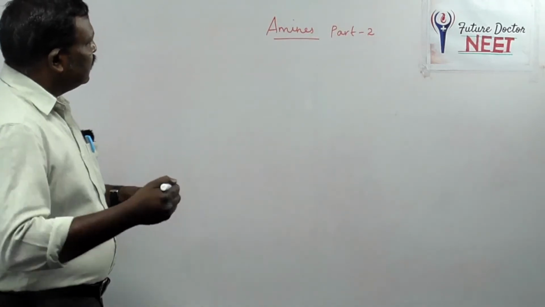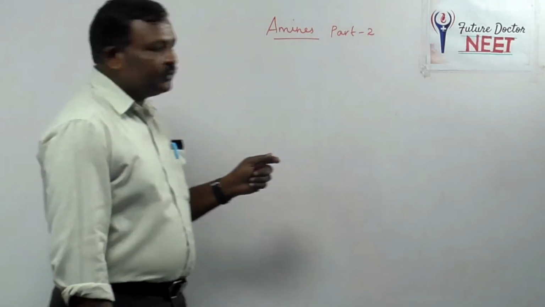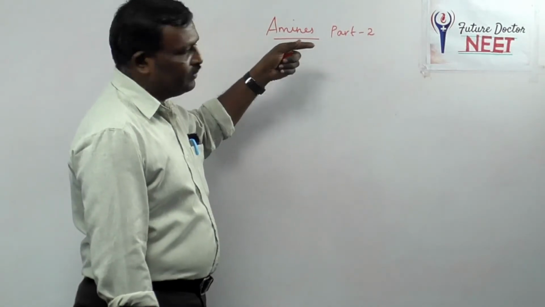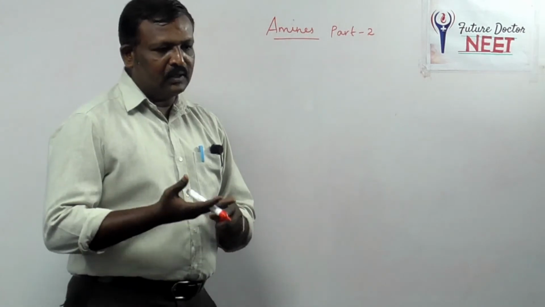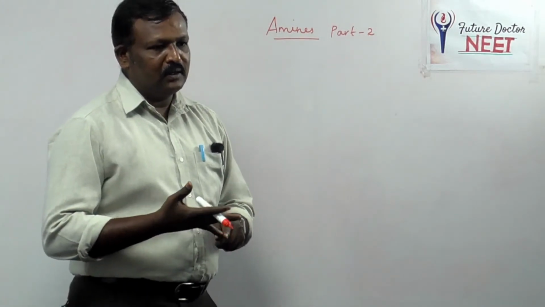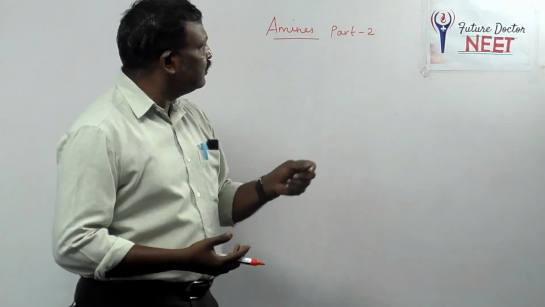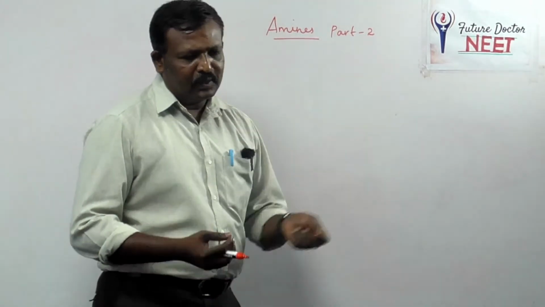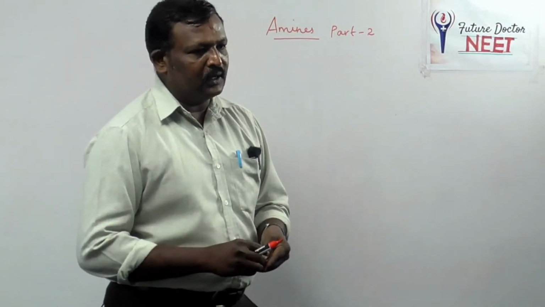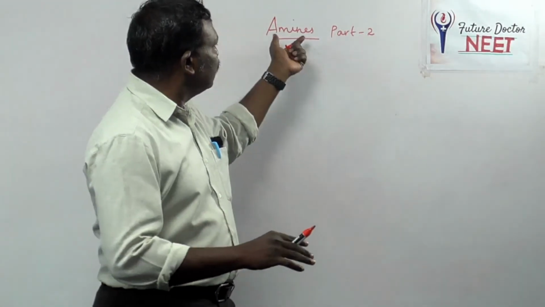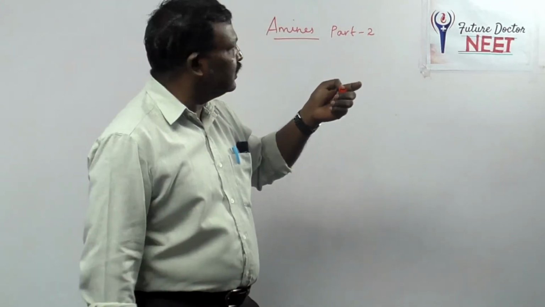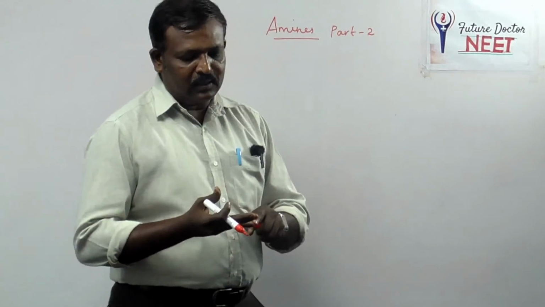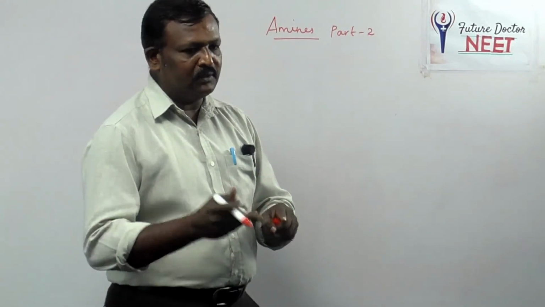Okay, students, now we are going to see the second part in amines. First we studied the types of amines, yeah? And then we studied the IUPAC name, how to give the IUPAC name to the compound. Then we studied the preparations of amines, how to prepare the compounds. Then we studied some properties also: alkylation, acylation, benzylation. This is all we studied, okay?